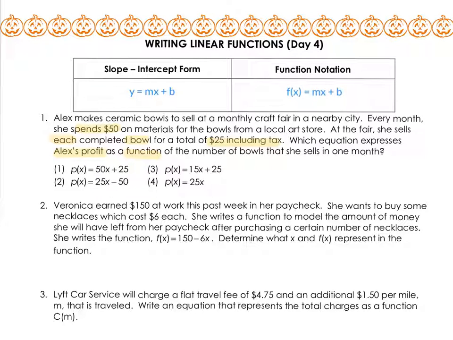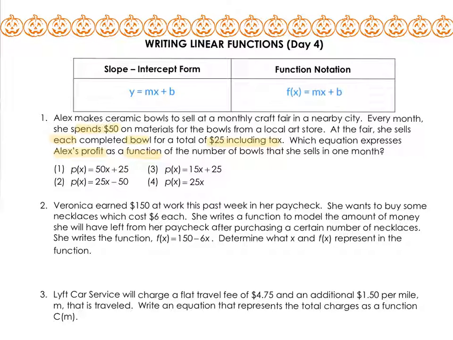So that means that we have to use that p of x because function notation uses the f of x. So instead of f, they're just putting p in place of that. The number of bowls that she sells in 1 month. Well, I know that she is going to spend $50 on material and it's $25 per bowl. So the number of bowls she sells, I don't know. So I have to do the 25 with the x.